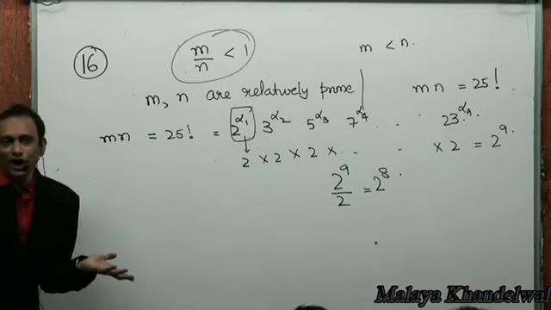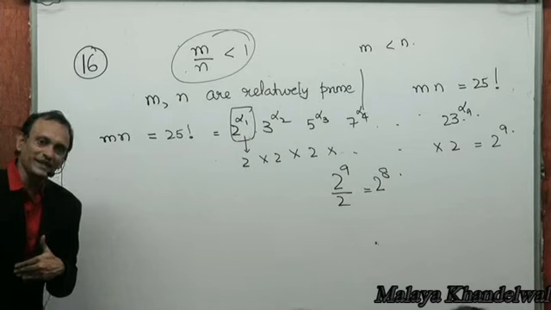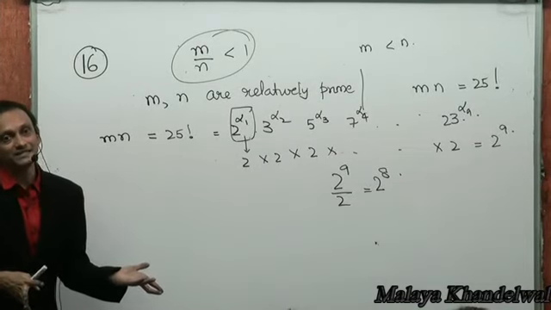2 to the power 9 count in all. In half of these cases, m will be bigger than n. In the remaining half, m will be less than n. Yes or no?